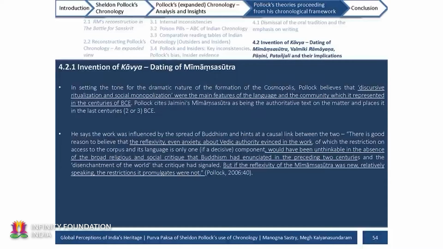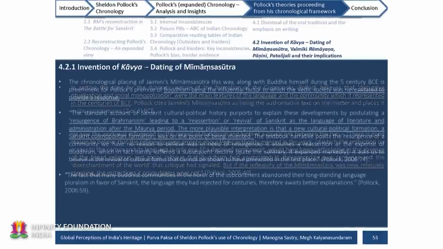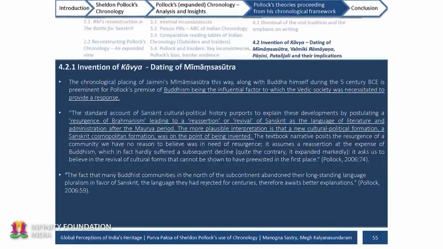Pollock also believes that in dating a few key milestones in a certain manner, he can go on to establish further parallels between outside forces and inside. And the first of these that he does, to establish the discursive ritualization, is dating Jaimini's Mimamsa Sutra. He in fact places it in the 2nd or 3rd centuries BCE as the authoritative text, and says that there is reason to believe that the reflexivity and even anxiety about Vedic authority seen in this book would have been unthinkable in the absence of a broad religious critique provided by Buddhism.